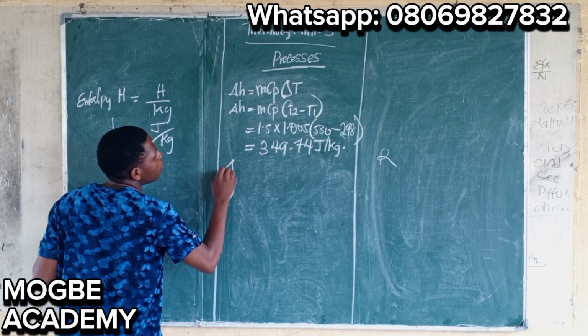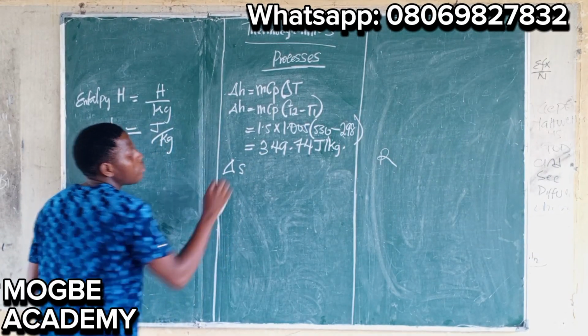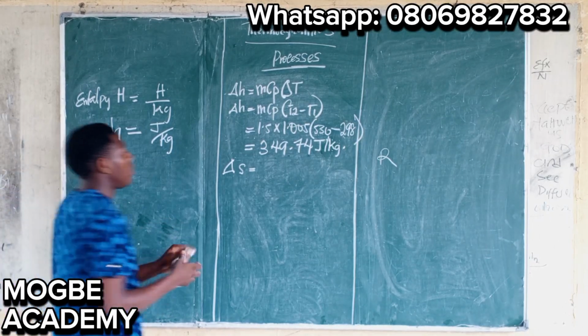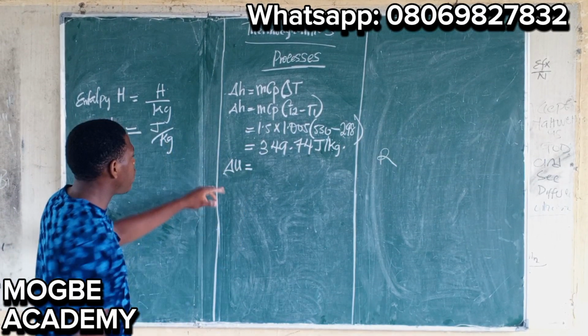What's the next thing you have to find? Change in entropy. No. Change in internal energy. Sorry, it's U, not this. So change in U, okay? Now change in internal energy.